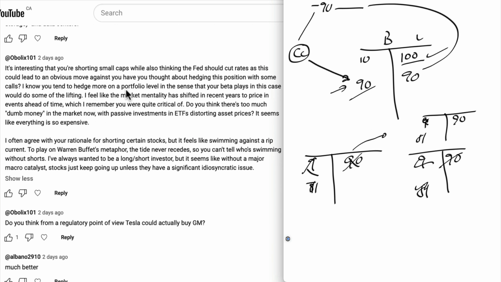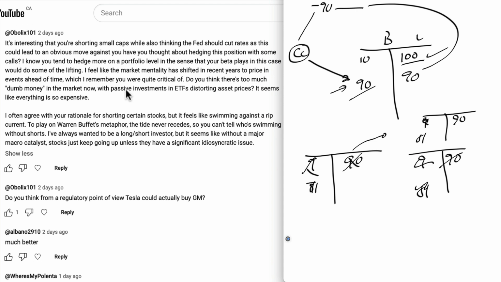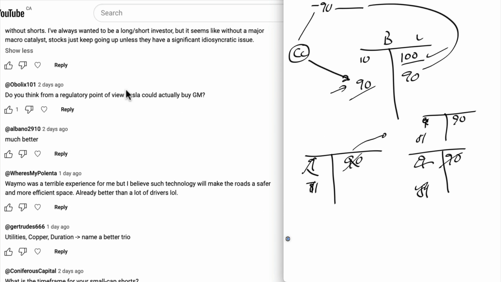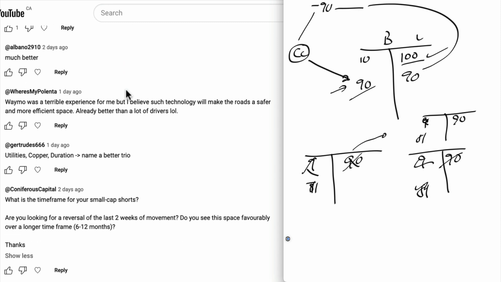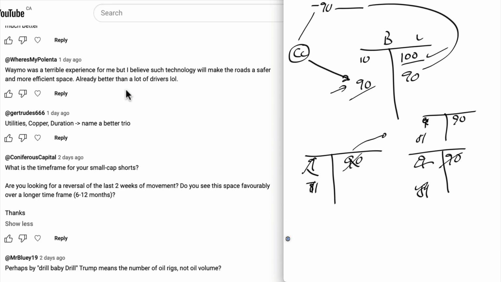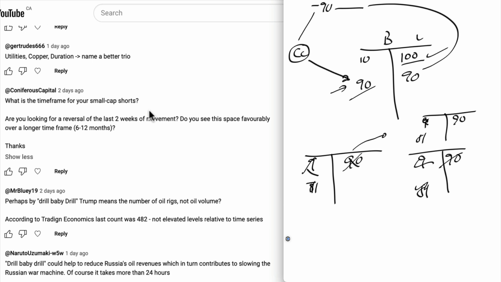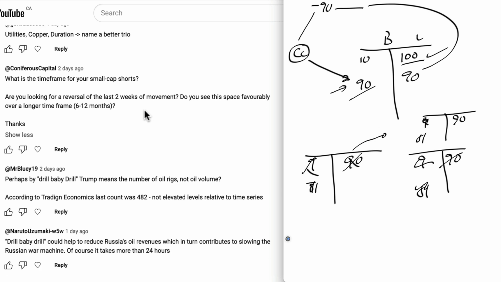Shorting small caps while also thinking the Fed should cut rates. Okay, I've already explained my small cap position on that. Tesla could actually buy GM from regulatory. Yeah, I think it could. I think it could. Waymo was a terrible experience for me, but I believe such technology will make the roads safer. I think somebody else said Waymo was really good for them. What time frame for your small cap shorts? I don't know so much about a time frame as about a market reaction. I think it was too much too soon.